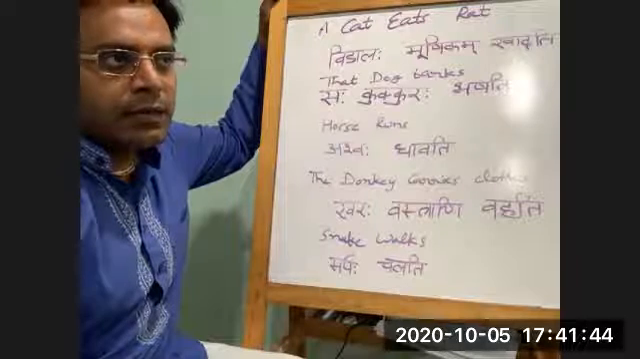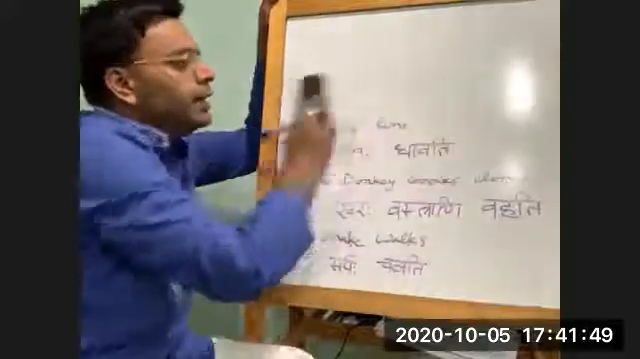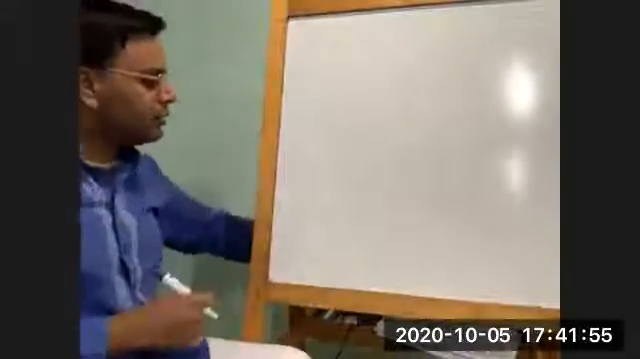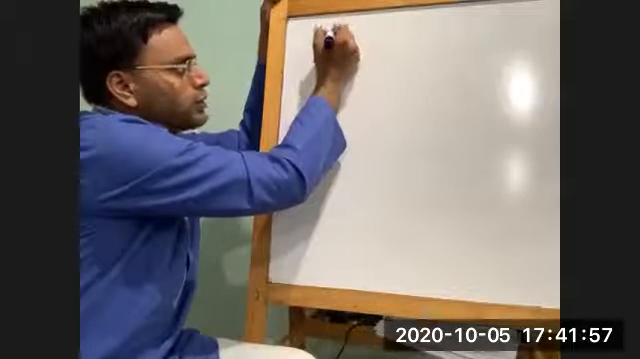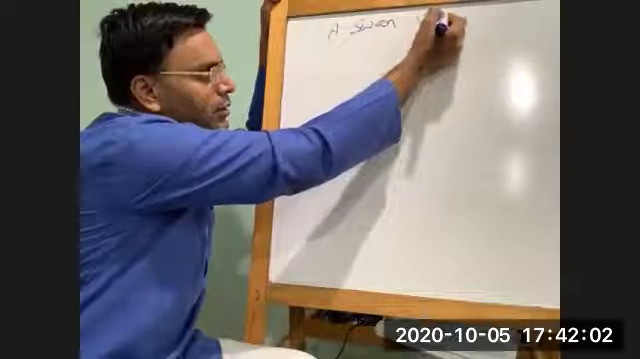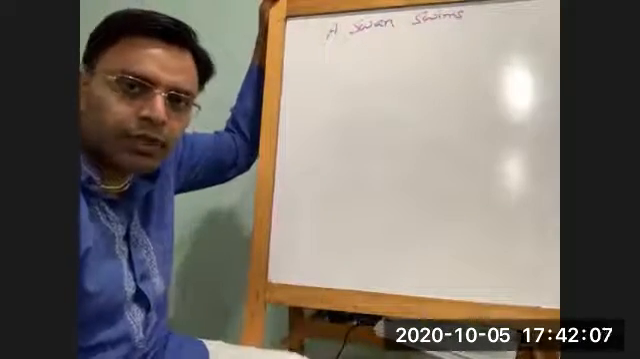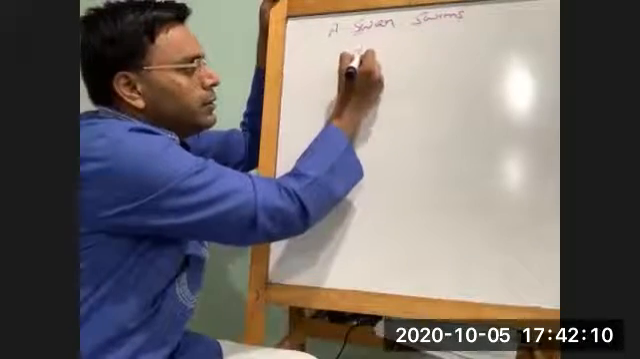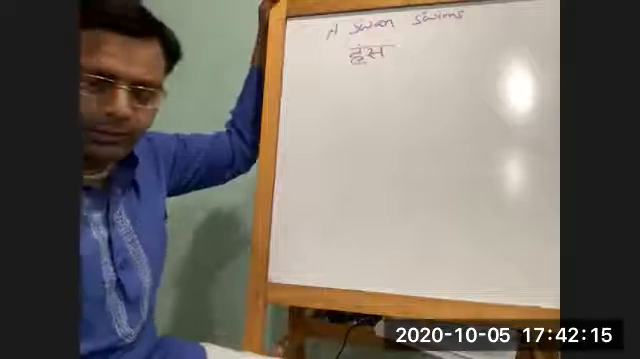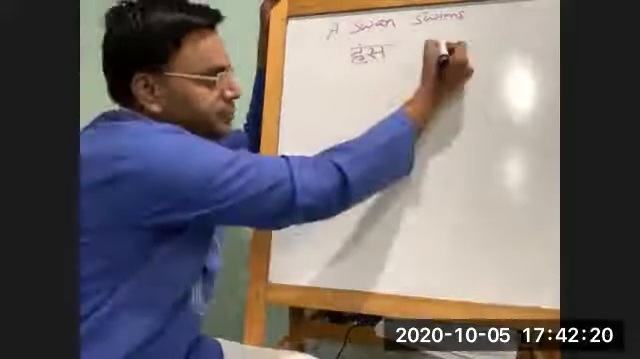Some reptiles swim in the water. So if you want to say a swan floats or swims, swan swims. The word for swan is hamsa, and swimming means tarati.